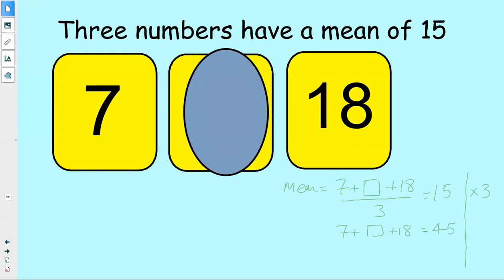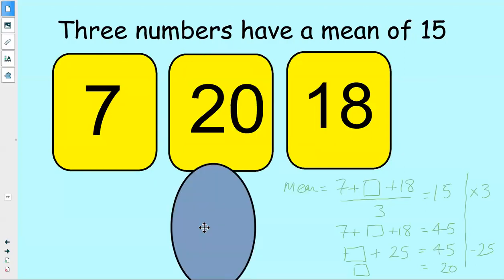Before you times by 3, it might have been nice to add the 7 and the 18 together. I'm going to do that now. So what is 18 add 7? So we've got your unknown value plus 25 equals 45. How do you undo that plus 25? We take 25 away. So your unknown value equals 20. So unknown value should equal 20, and it does. Good. Clear?